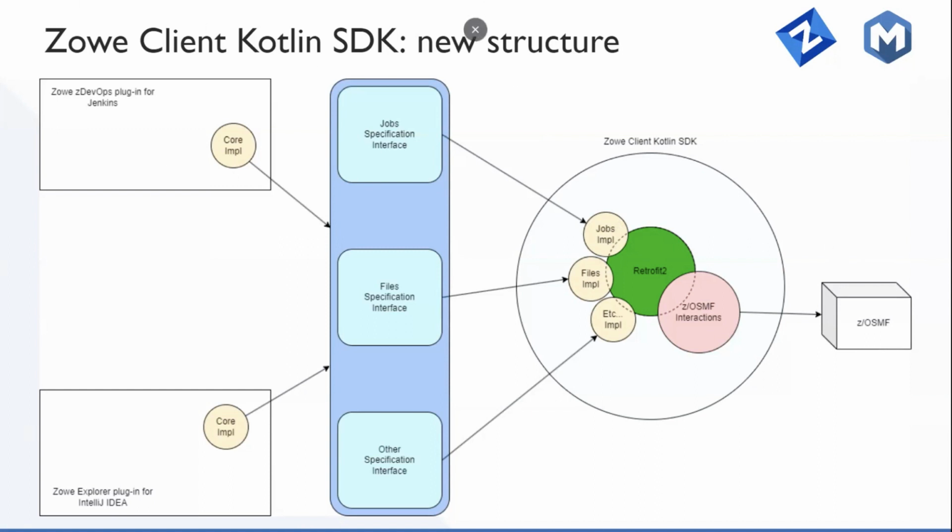So in here we have two plugins that will be looking like that. We will have core implementation to work with specification interfaces, and with that they will communicate with the Kotlin SDK to get some information from the OSMF or to write something to that endpoint. So I guess that's it for me. Any questions?